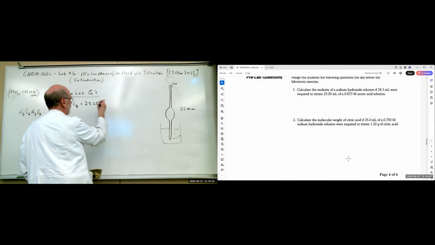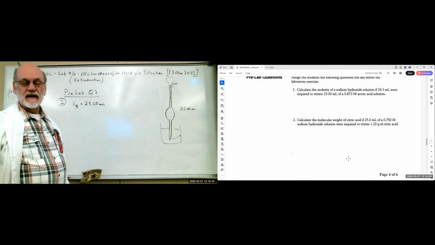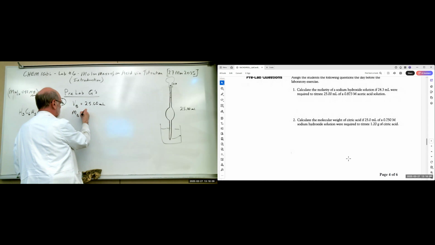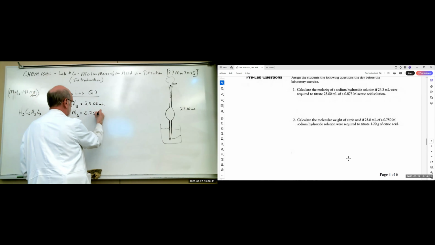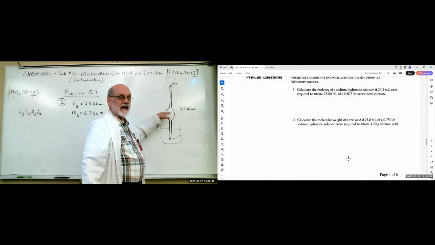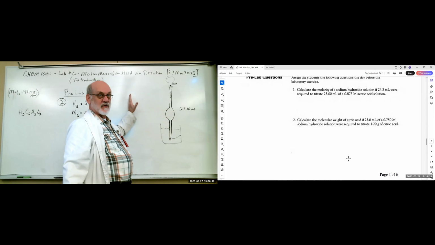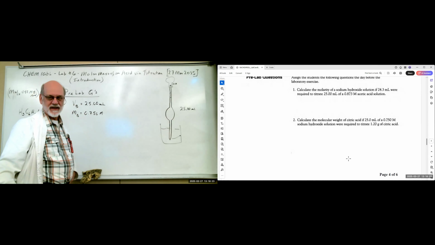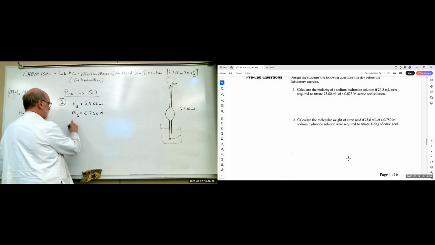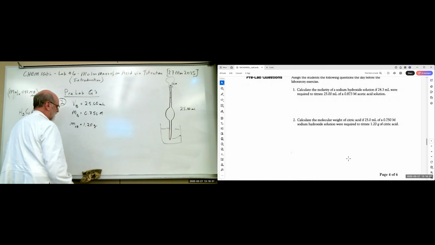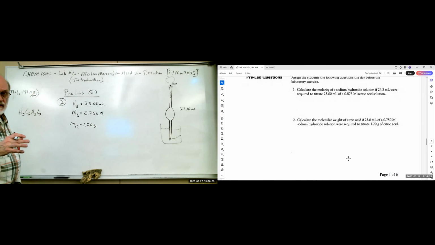Now, where did that number come from? Of the standard base. Molarity of the base, 0.75 molar. That number didn't come from one of these. That number came from the burette. We delivered 25 milliliters to reach the endpoint. Okay, for 1.2 grams, the mass of citric acid, 1.20 grams.